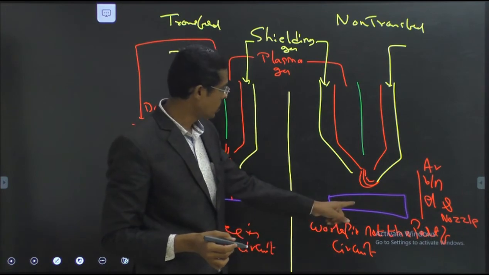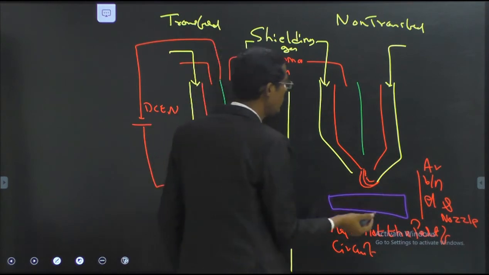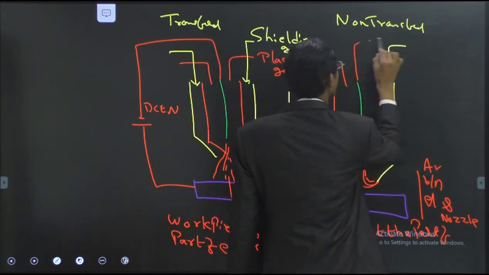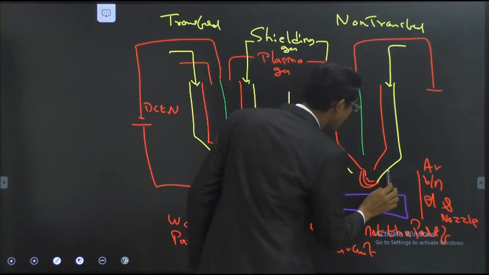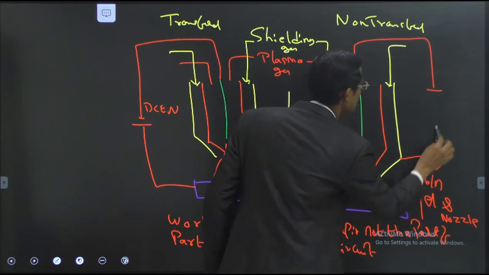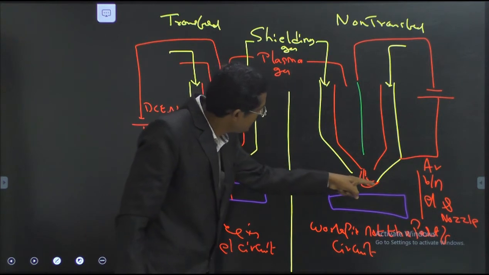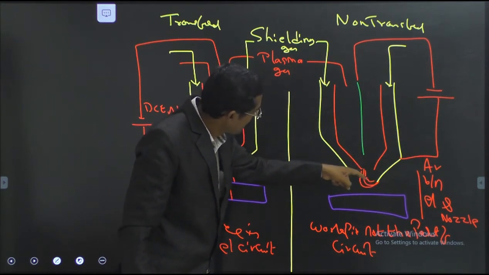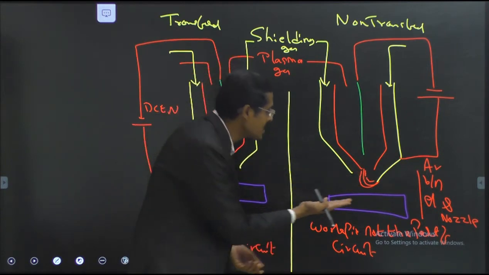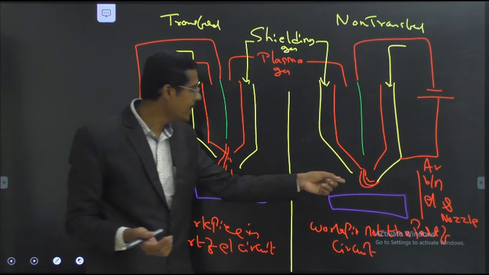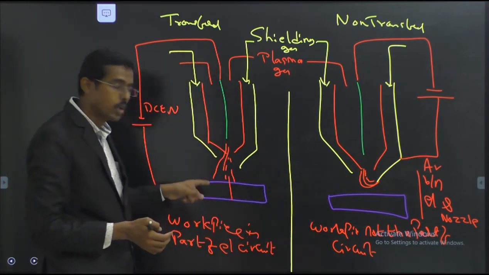So what happens? The workpiece can be moved independently. Here how will the connections be? I am connecting the electrode as usual to negative, and this nozzle I am connecting as positive. The arc is generated between these two, the ionization process happens here, and the heat happens here. In the transferred method, the workpiece is also additionally kept in the arc. Therefore, the heat absorbed by the workpiece is less here, and the heat absorbed by the workpiece is high here.